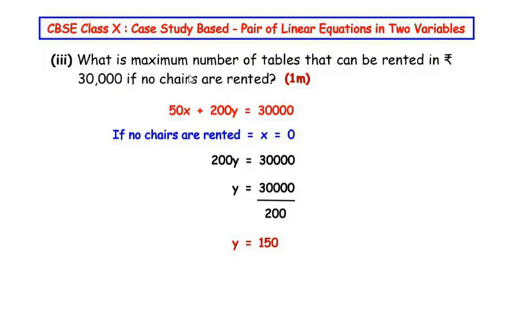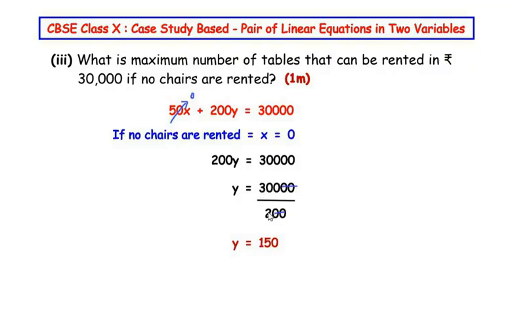So this was the equation for the total cost spent by the school. Now here, since it is not going to take any chairs, the value of x will be equal to 0. Now the equation changes as 200y is equal to 30,000 because 50 gets multiplied with 0, making this term go down to 0. And the equation becomes 200y is equal to 30,000. Now taking 200 on the other side of equal to sign, we get y is equal to 30,000 divided by 200. So we are going to cancel off the two zeros, giving us 300 divided by 2.